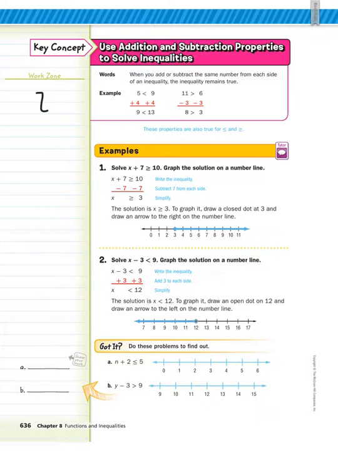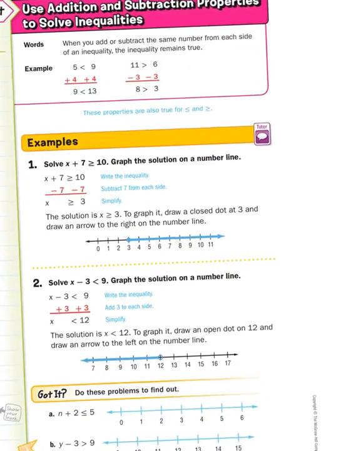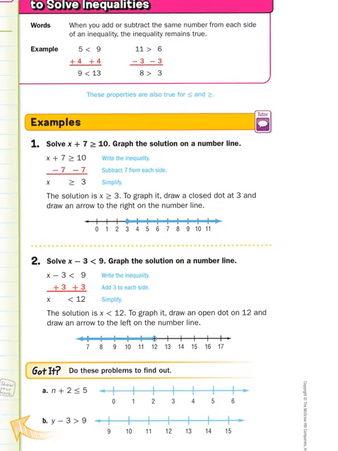And here's the cool thing about them. They are just like equations. So there really isn't a whole lot of new stuff you have to know for this lesson, just kind of combining what you already know into this. So watch in number 1. It says solve x plus 7 is greater than or equal to 10. Graph the solution on the number line.